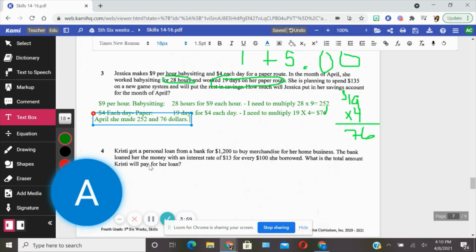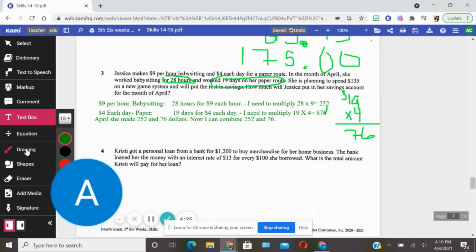So what do I do? Now I can combine 252 and 76. So go ahead and add those up. And then I want you to see what you would do. So if I do 252 and add 76 to that, I'm going to get a new total. And in that total, I want to spend $134.